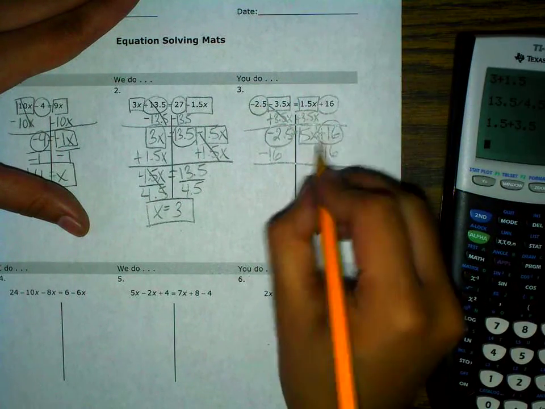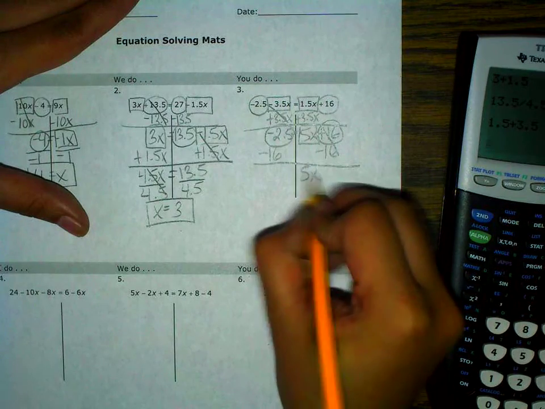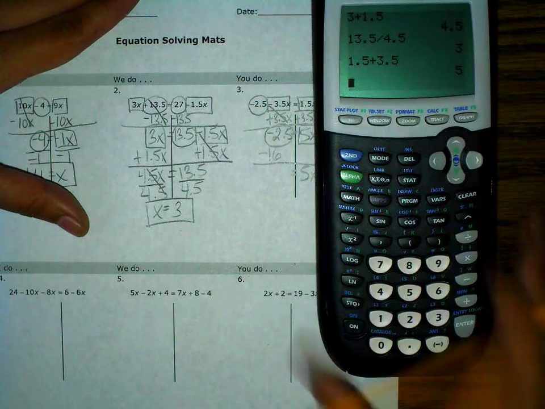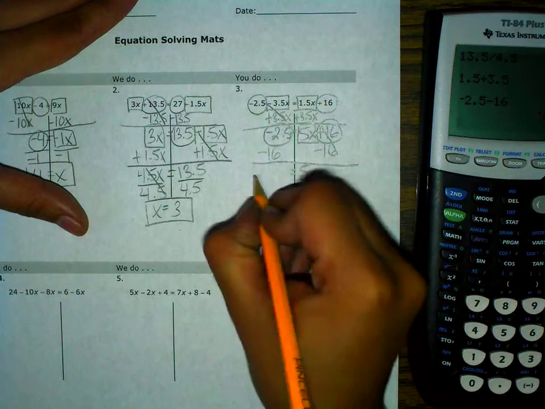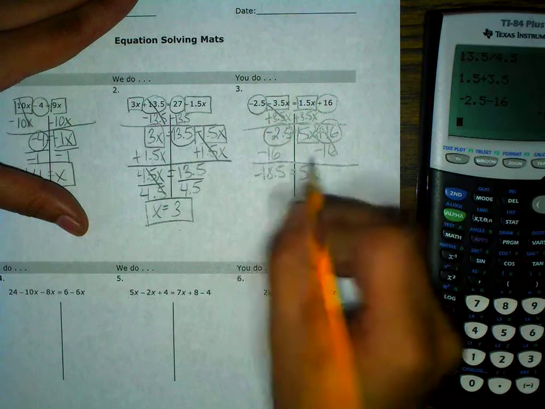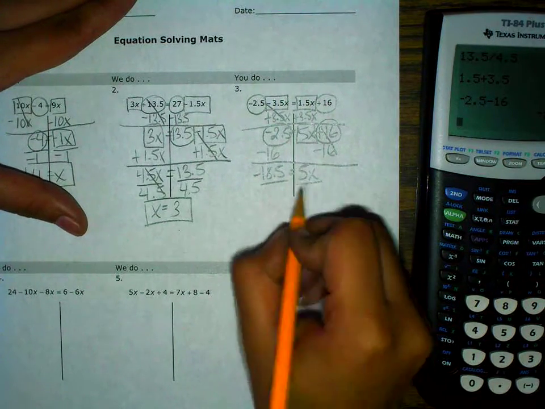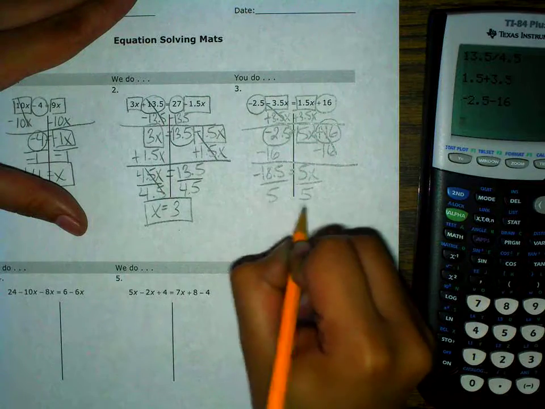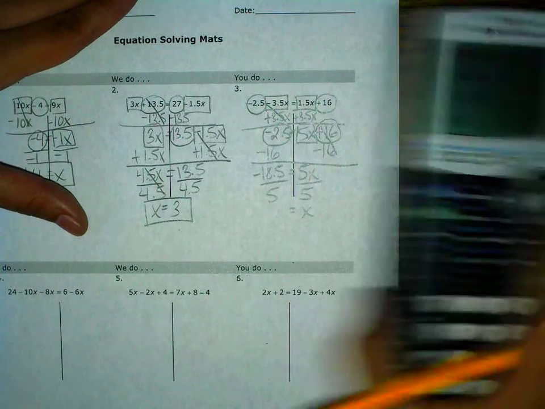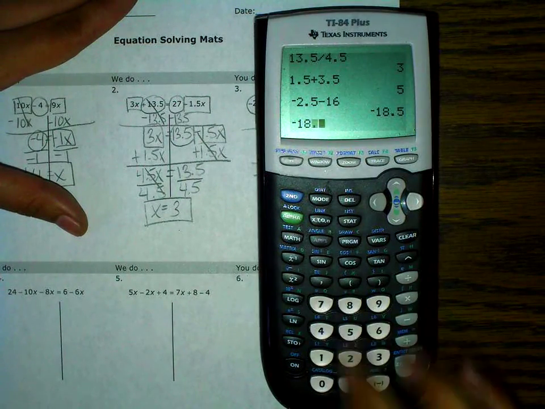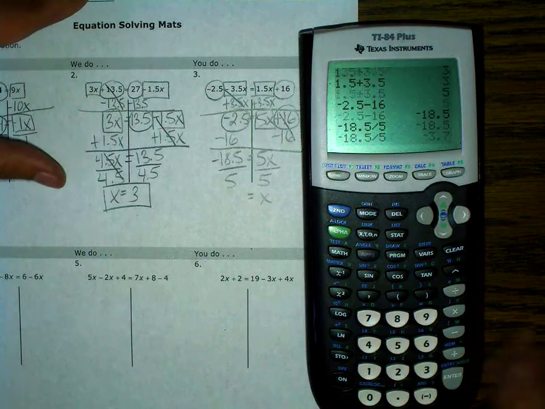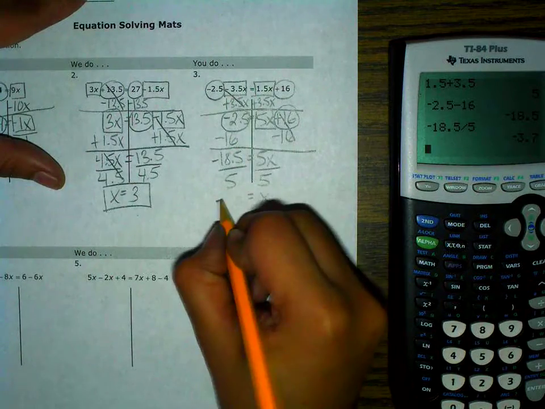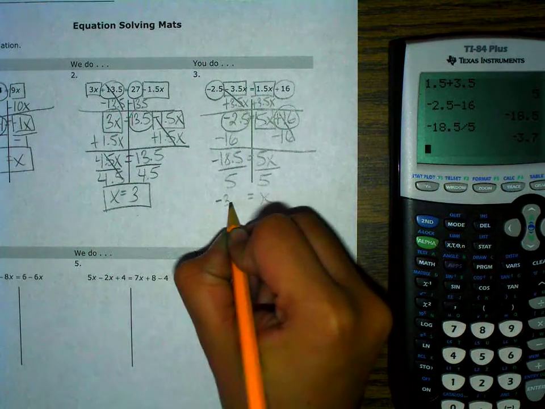So this goes away. 5x remains, equals negative 2.5 minus 16, enter. Negative 18.5. Then I divide by the number in front of x, which is 5. x equals negative 18.5 divided by 5, enter. Negative 3.7.